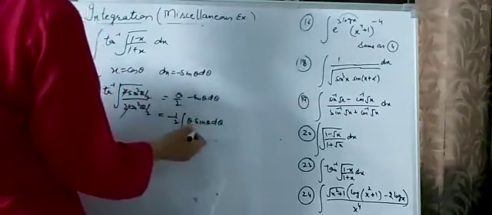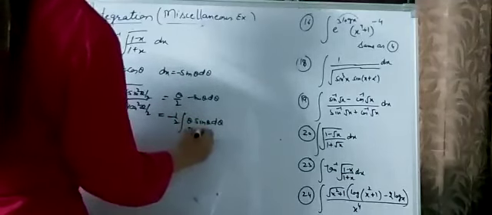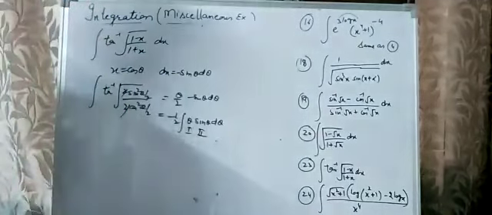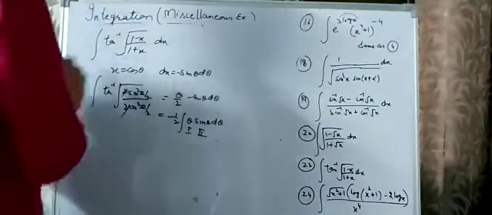So here the question changes into what? That is again by parts. We take this as the first function and this as the second function. And after doing the integration, we put back the values of this.